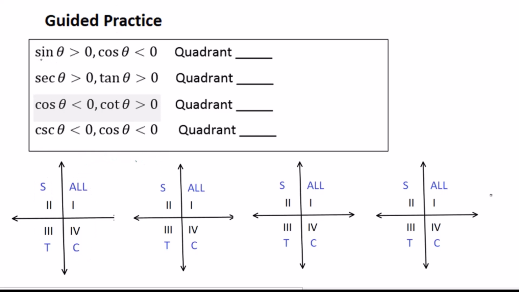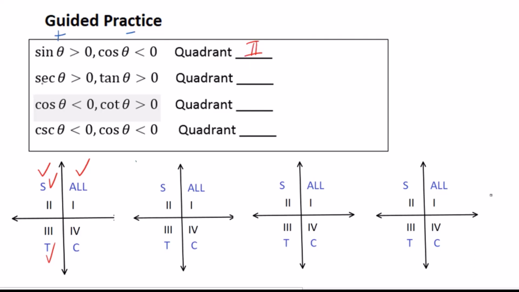For the first one, sine theta greater than 0, cosine theta less than 0, which means sine is positive and cosine is negative. All S means sine is positive for these two quadrants. Cosine is negative. All C means cosine positive. So ST, which means cosine is negative. So for the second quadrant, we got two checks, which means the second quadrant will be the answer.